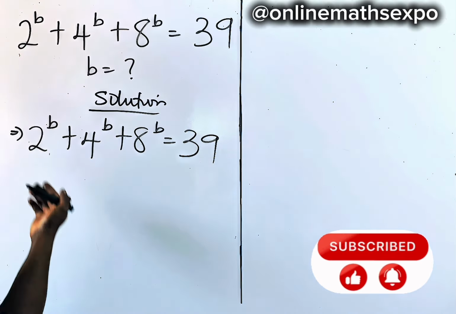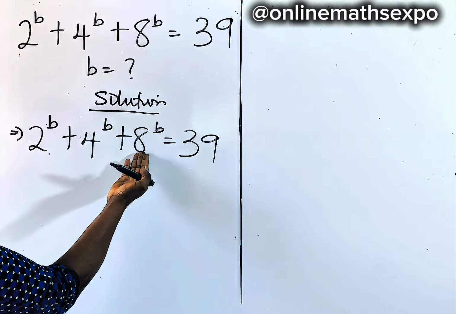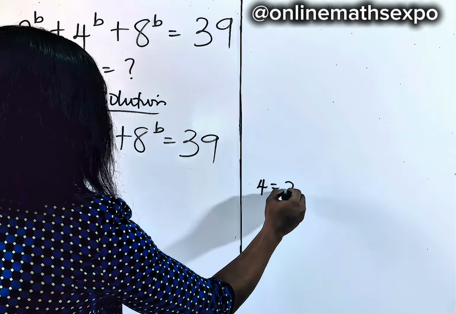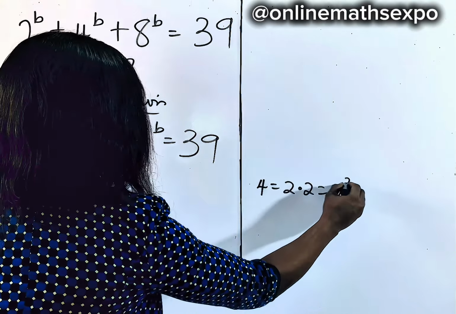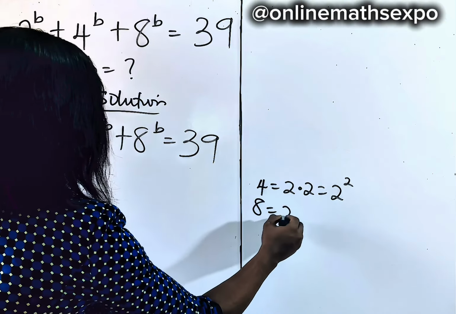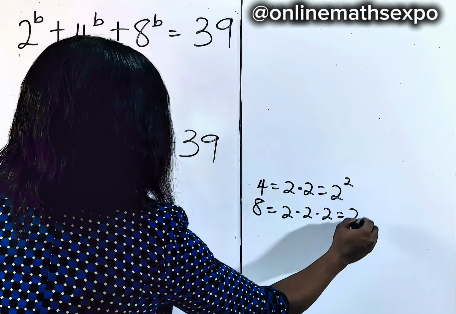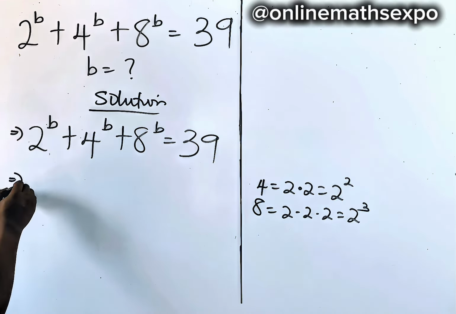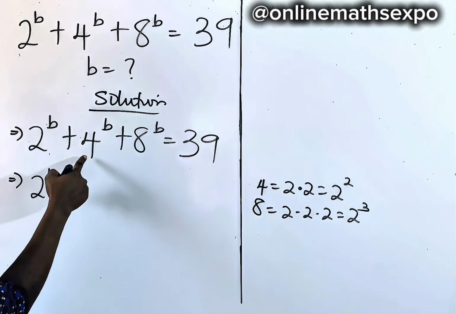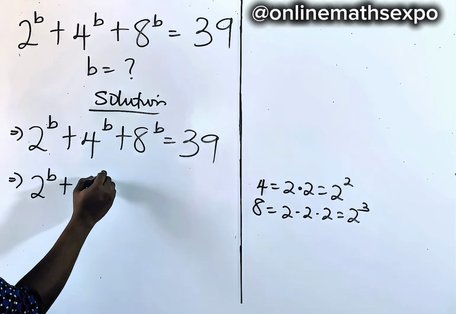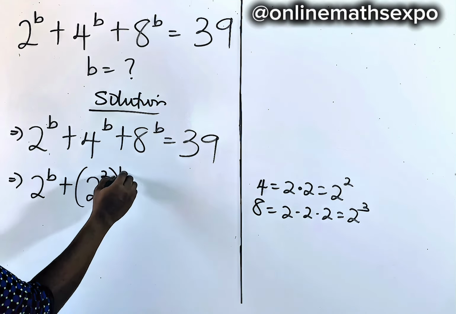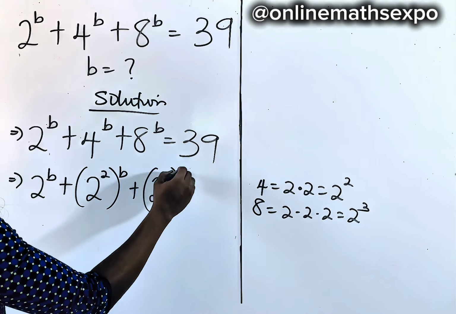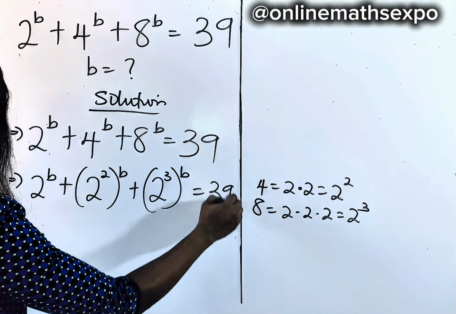You observe that these numbers here can be expressed in powers of 2. We know that 4 is the same as 2 times 2, which is 2 squared. 8 is 2 times 2 times 2, which is 2 cubed. Now, applying it here, this gives us 2 to the power of b. For 4, we have 2 squared raised to power of b. For 8, we have 2 cubed raised to power of b is equal to 39.